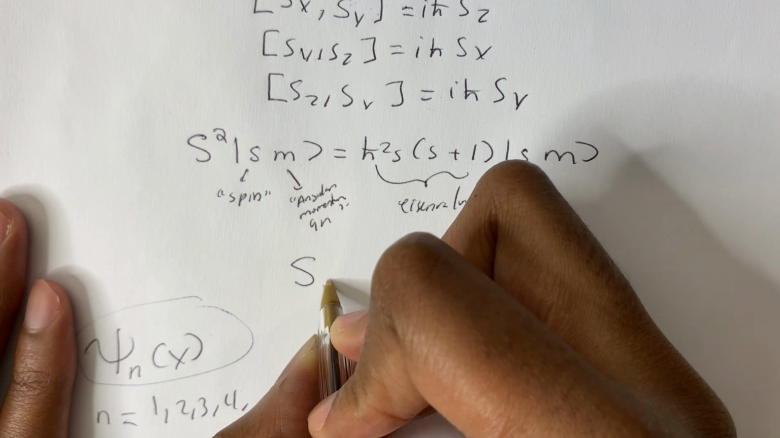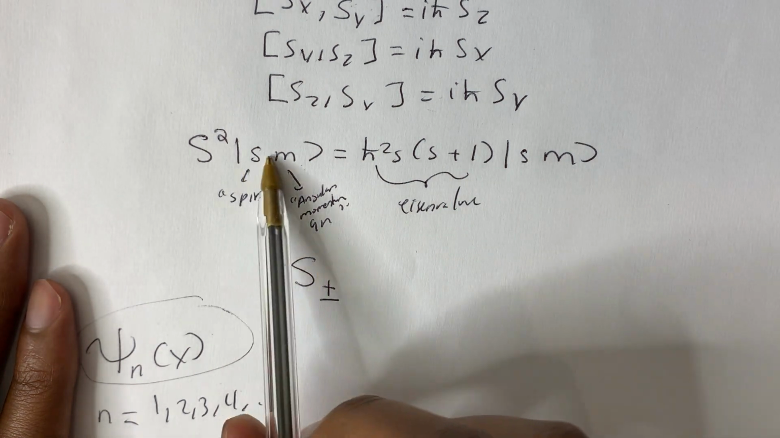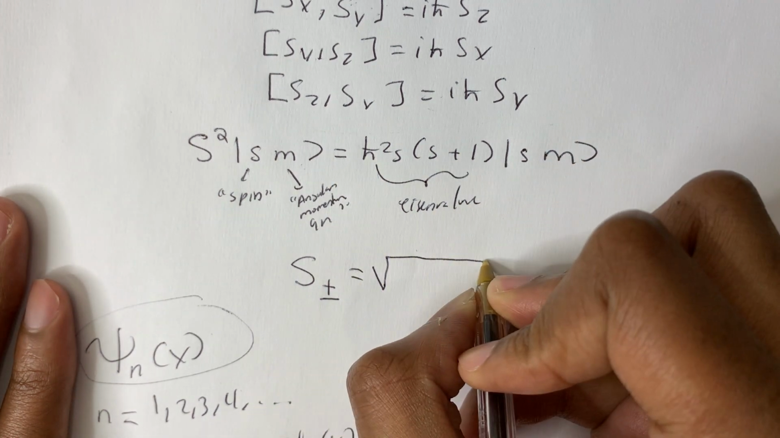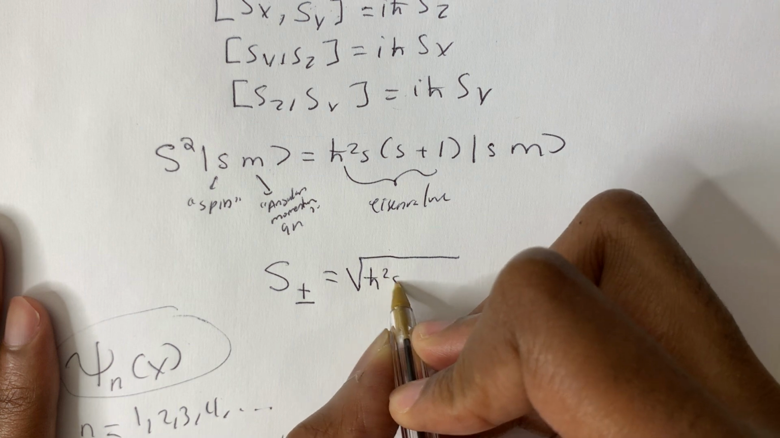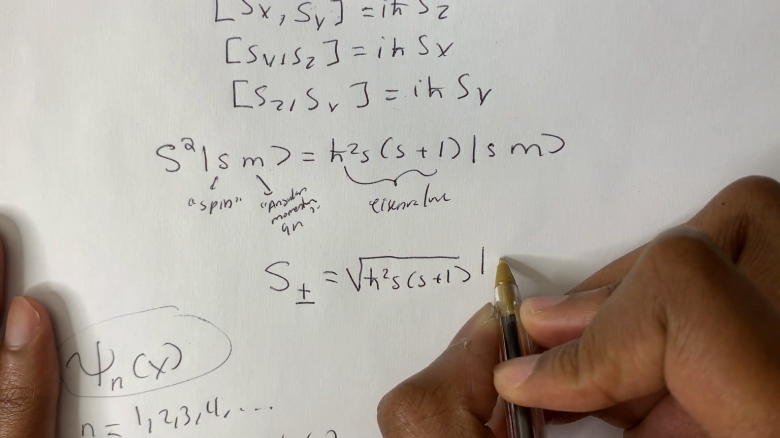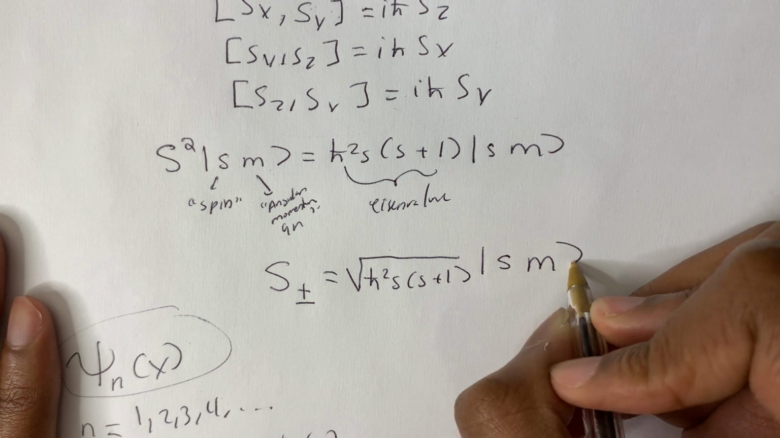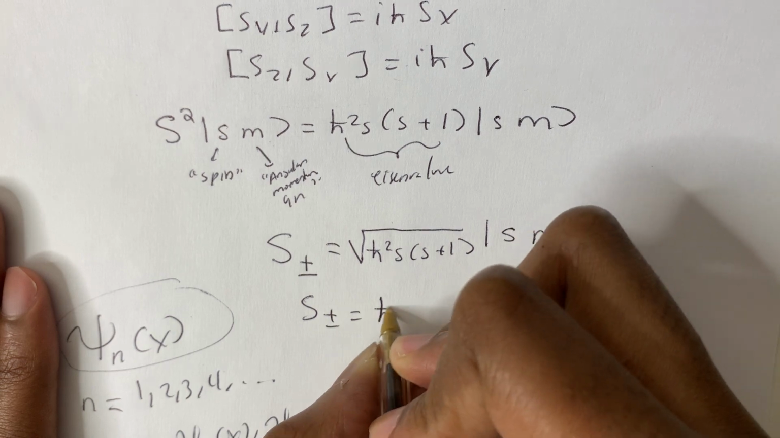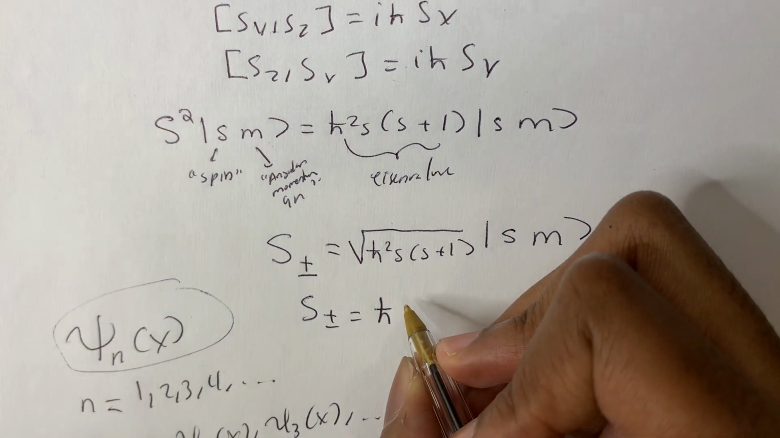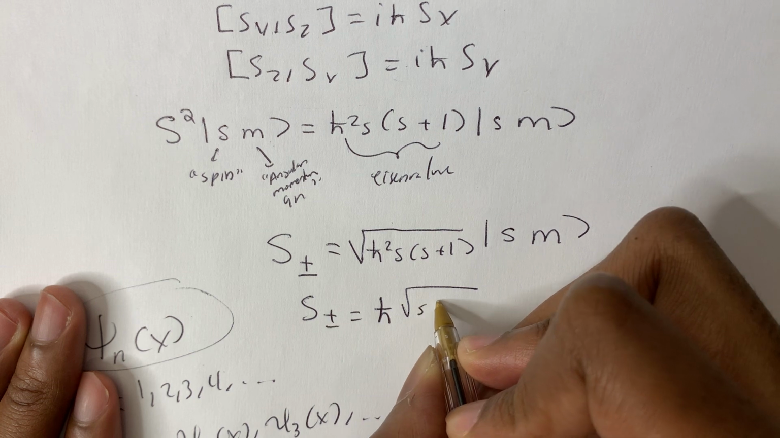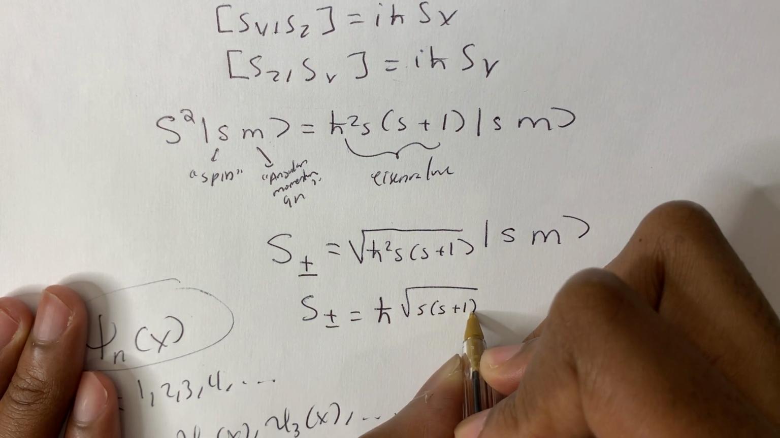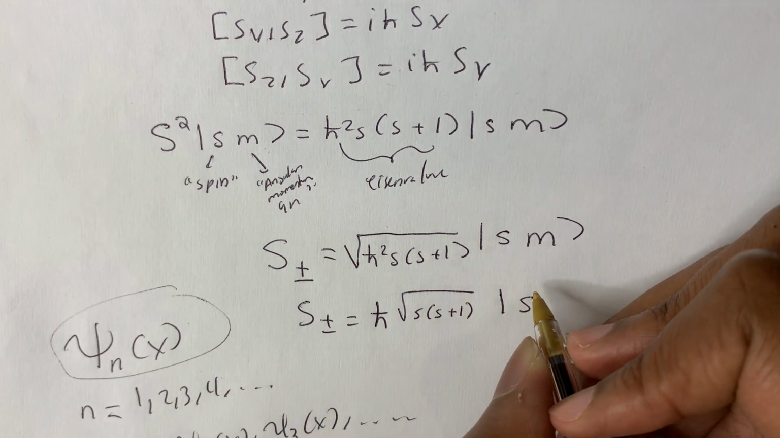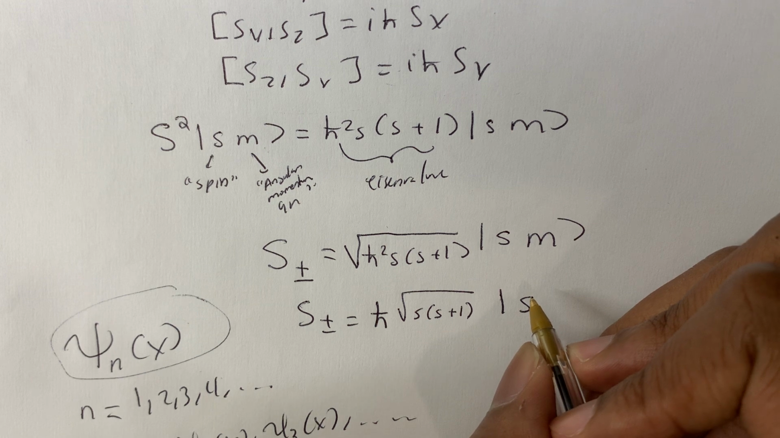We call this S plus minus, and it's kind of just the square root of this operator. So it's the square root of h bar squared s times (s plus 1), times |s m>. All right. Now, the square root of h bar squared is just h bar, so you can move that to the front. So you have h bar times the square root of s times (s plus 1), times |s m>. I believe, wait, let me just check if I'm doing it correctly.